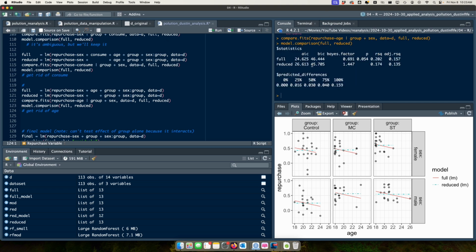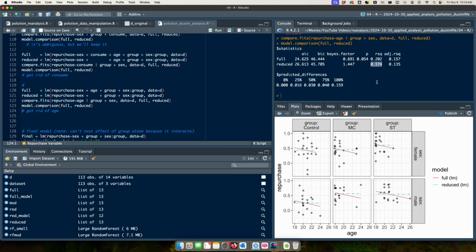Let's do a model comparison. AIC favors the full, BIC favors the reduced, Bayes factor barely favors the reduced. Values of 1 mean it can't tell one way or the other. So it's about as close as you can get. So it's having a hard time telling. P-value is borderline, but would favor the reduced.